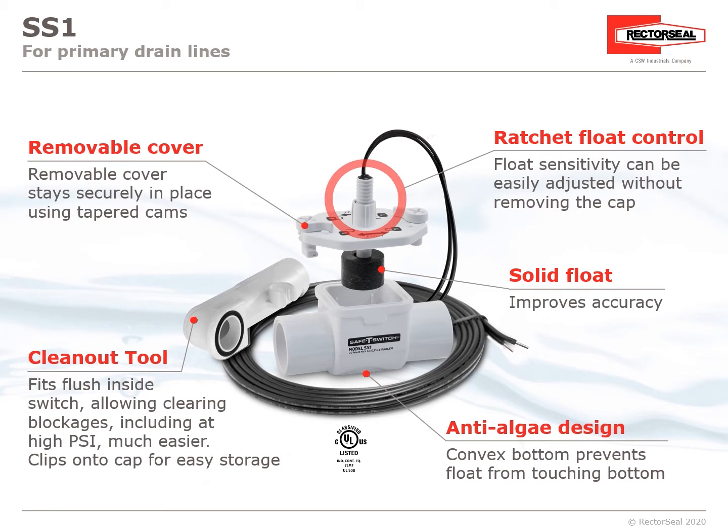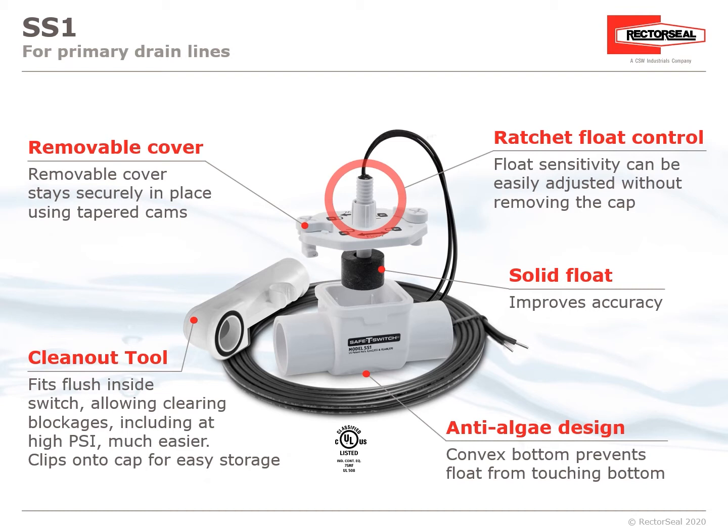Remember, the IMC Code 307.2.3 Section 4 provides us three protection methods to shut the equipment off in the event the primary drain is blocked. The first of those methods is a device shall be installed in the primary drain line. Of course, that's our SS1. The new design comes with a removable cover. It stays firmly in place with locking tapered cams. It also has an improved cleanout that fits snug inside the SS1 on either side. It allows clearing of blockages even at a high PSI. It's a tool that clips onto the SS1 cap for easy storage.